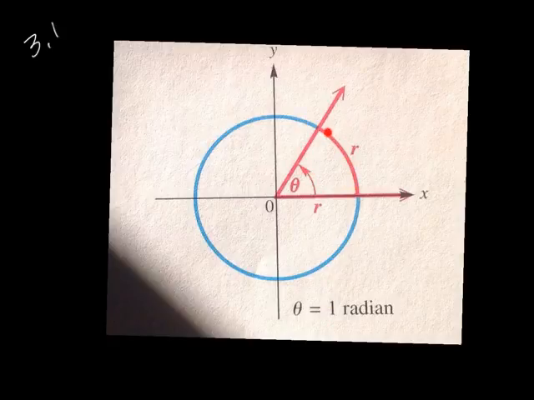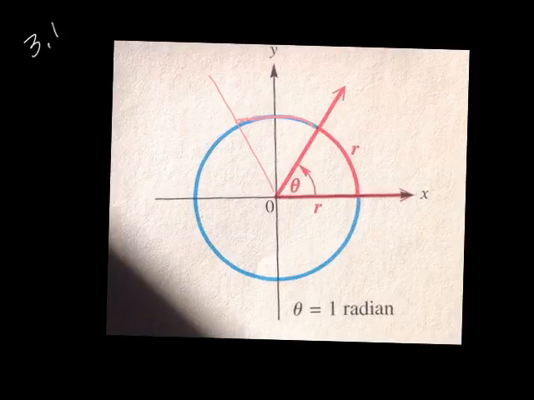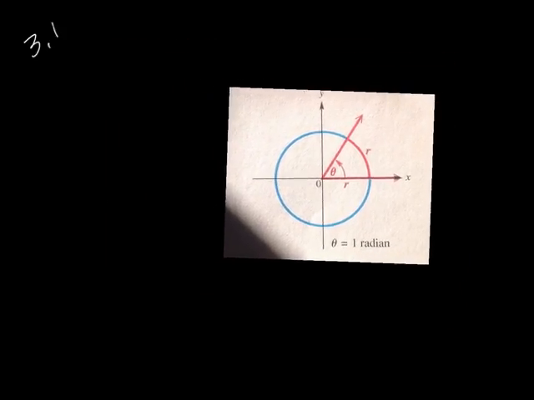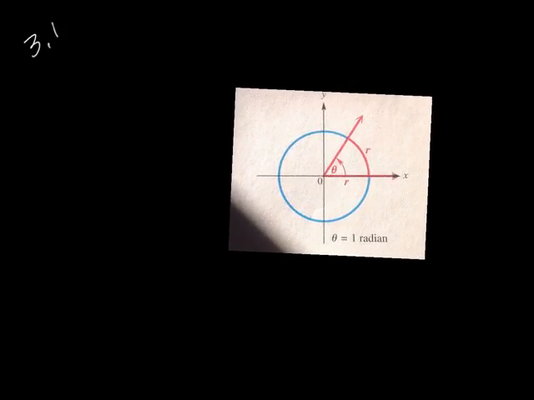If we took this and added another radius to it, like this, and drew another one, this distance from here to here would be 2 radians, and 3 radians, 4, 5, all the way around. So that's what a radian is, and what we're going to learn in this section is how we're going to use radians.